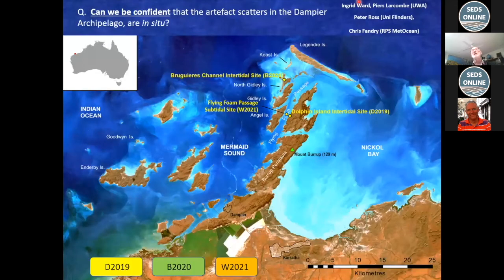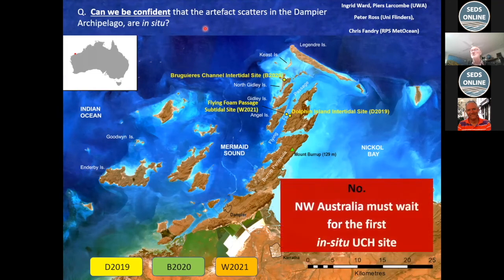So the key question is, can we be confident the artifact scatters in the Dampier Archipelago are in situ, and I should add, underwater? And the answer is, I think, no, we can't. Northwest Australia must wait a little bit longer for its first in situ underwater cultural heritage site. And that's me done. Thank you for listening.